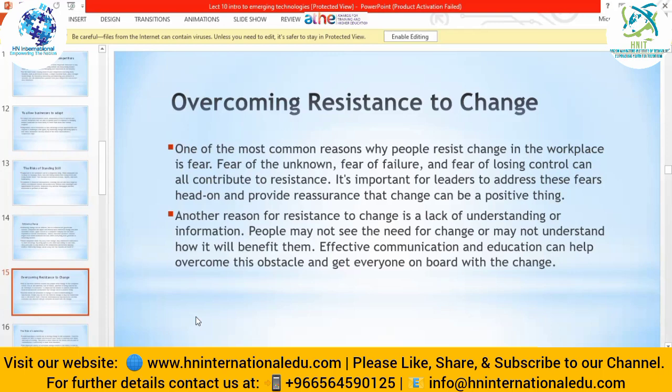Another reason for resistance to change is a lack of understanding or information. People may not see the need for change or may not understand how it will benefit them. Effective communication and education can help overcome this obstacle and get everyone on board with the change. Now, when you want to change anything, you have to study. You have to see first what it is about and how we can do this. You have to make a plan. Without planning, you can't change anything. Obviously, you will fear when you don't have any backup plans or haven't analyzed it.